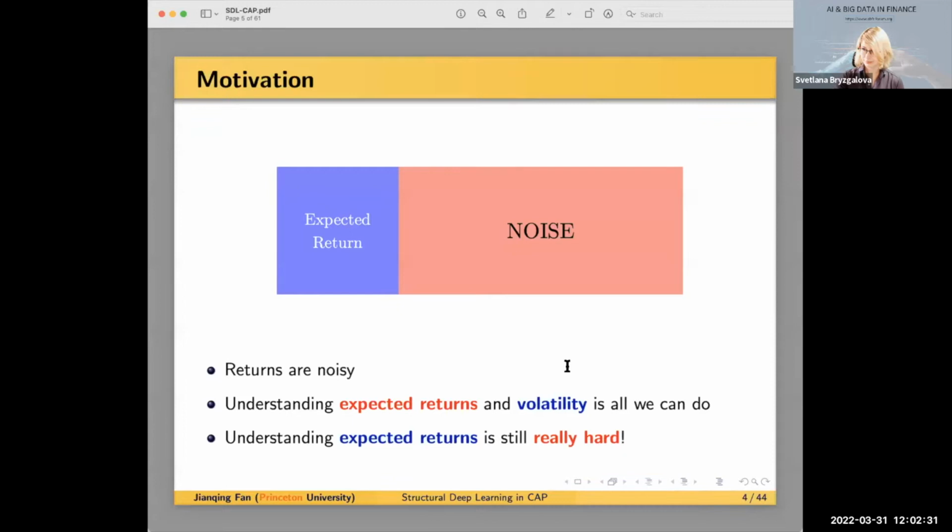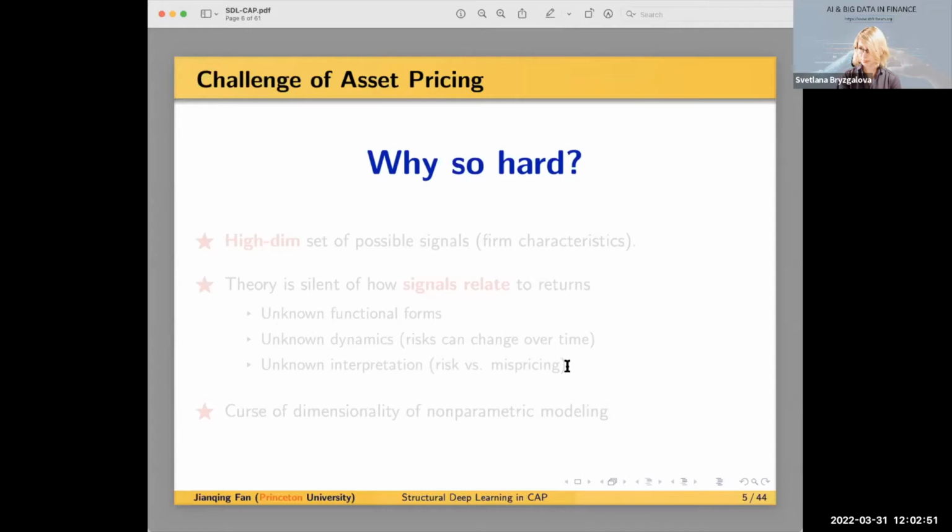So we all know that returns are very noisy, predominantly dominated by noise. So understanding the expected return and the volatility is all we can do. And understanding returns is still really hard, even though so many people have tried so hard. And why is it so hard? First, there are many high-dimensional signals, such as firm characteristics, as well as other firms' characteristics that may also impact you.